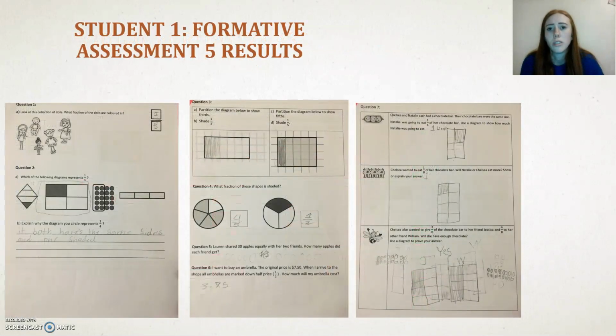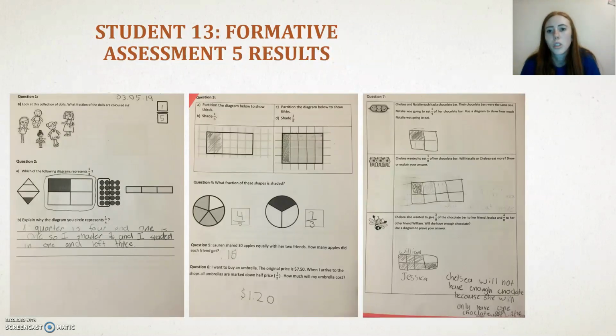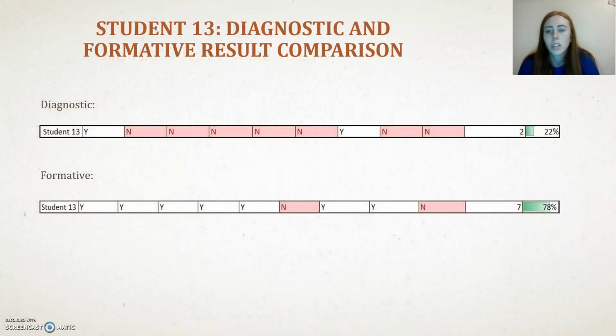This is Student 1's formative assessment. Student 1 got all of their questions correct. Student 1's diagnostic assessment was 22%, in comparison to their formative assessment where they got 100%. Here is Student 13's formative assessment results. Student 13 got 2 questions incorrect. In the diagnostic assessment, Student 13 got 22%, however in the formative assessment, they got 78% correct. Looking at the comparison, there is still an increase in achievement.